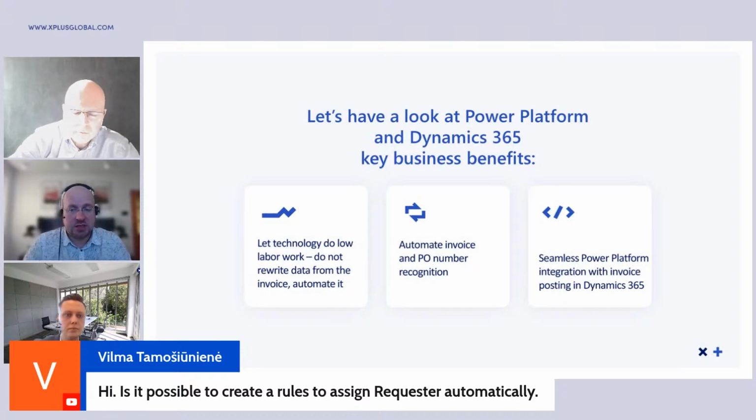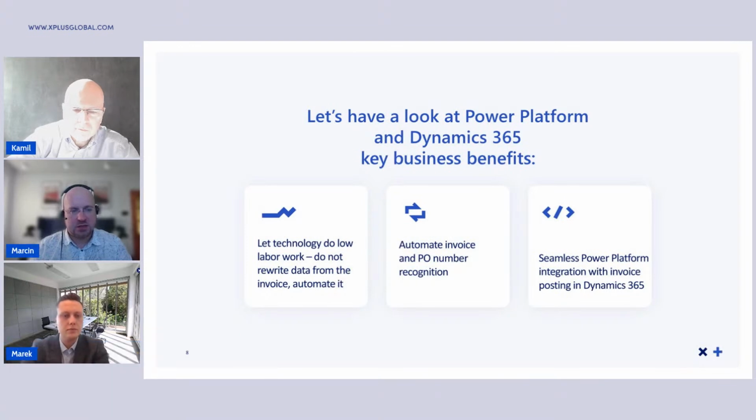Yes, that's why there is such a thing as Power Automate. If we have a bunch of data, for example, we can read something like the PO or other data from the invoice not related to the header and lines, and we can simply create a business rule to assign a requester automatically. Besides, we can use Dynamics as master data. So we can read all the data from the PO that is stored inside Dynamics, and of course also create rules based on this information.